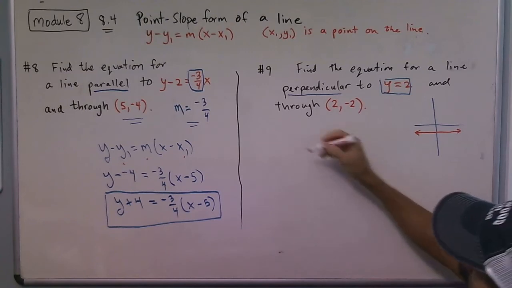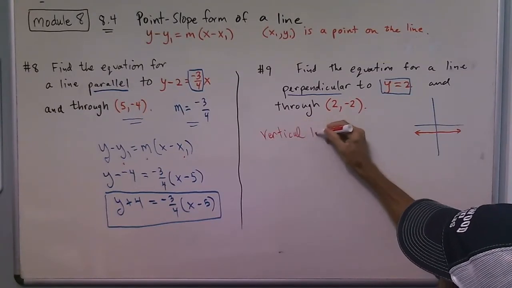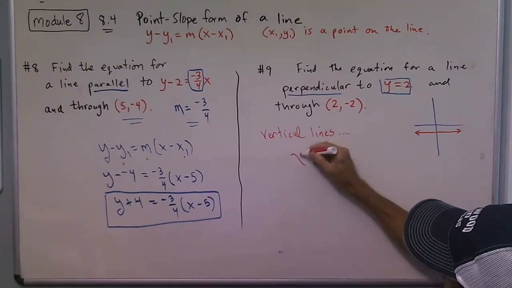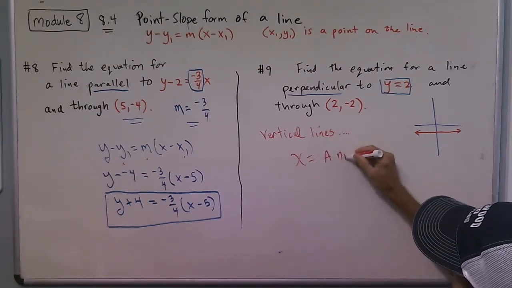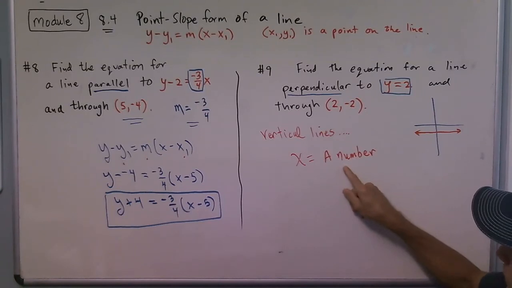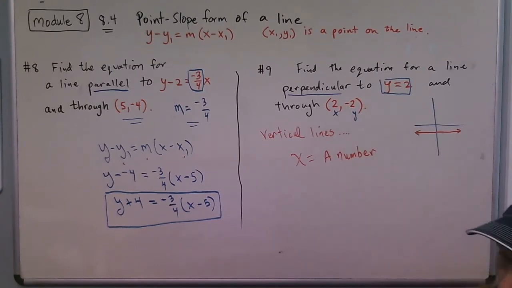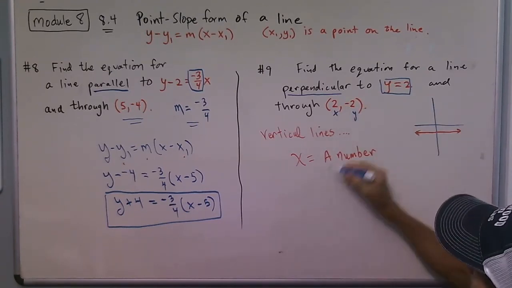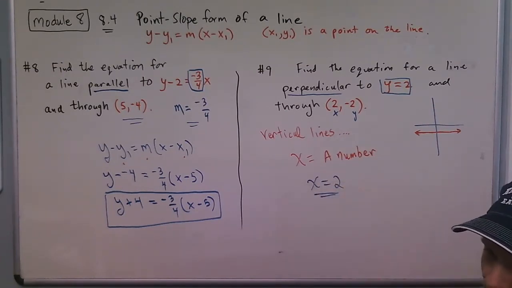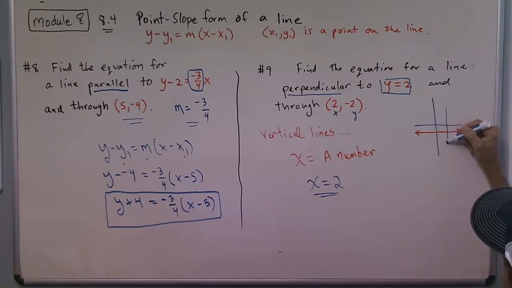So all vertical lines, remember, are of the form x equals a number. So since we know it has to be x equals a number, and we have this x and y value here, we know that the equation is going to be x equals 2. And that's going to be right over here, 1, 2. It's going to be perpendicular, meet at a right angle.